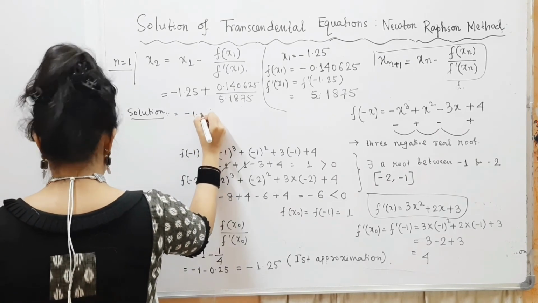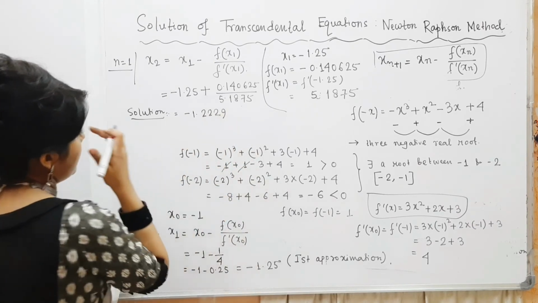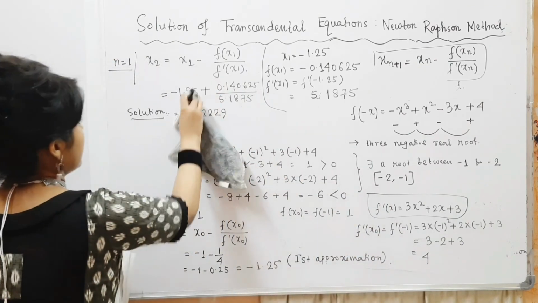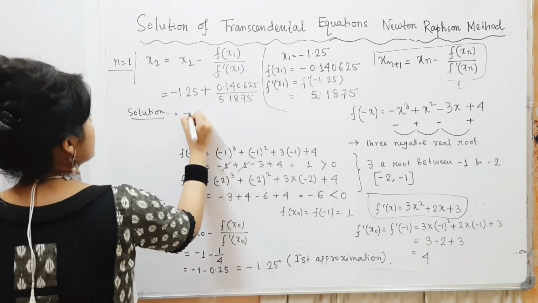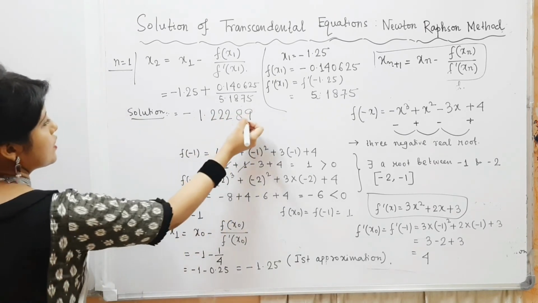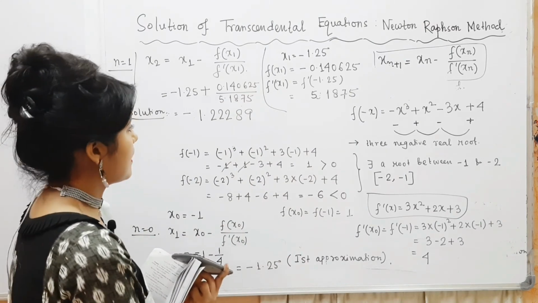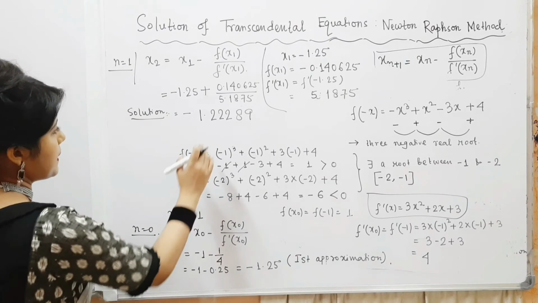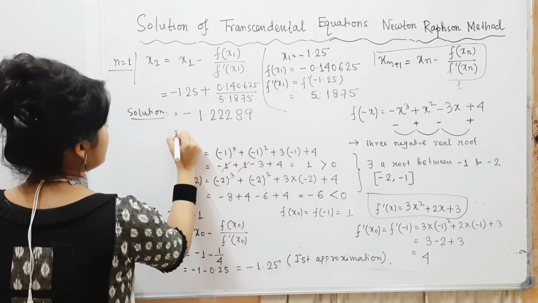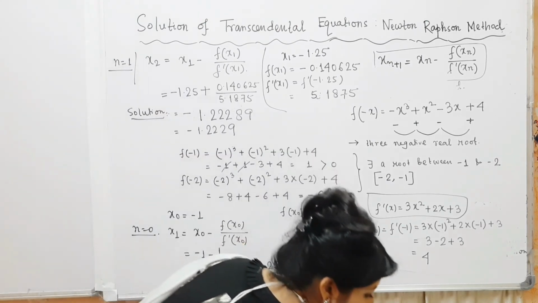So it will give you minus 1.2229. Actually, more precisely, it will give you minus 1.22289. Okay. Since it is in the question that you have to take the root up to 4 decimal places, I will consider this up to 4 places. Since this is 9, it will give you minus 1.2229. Okay.